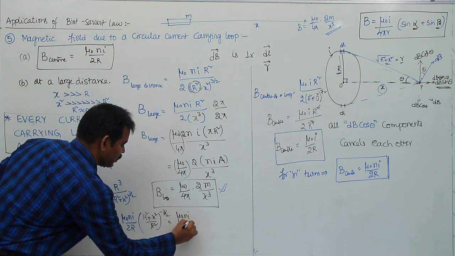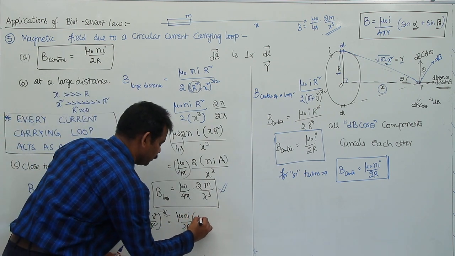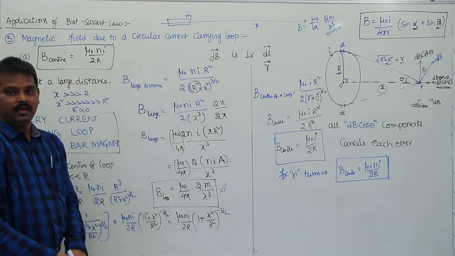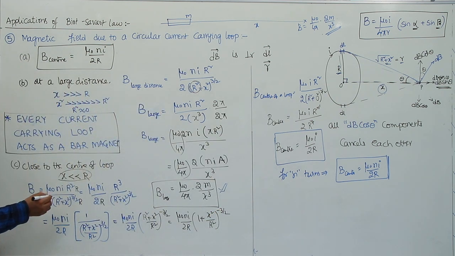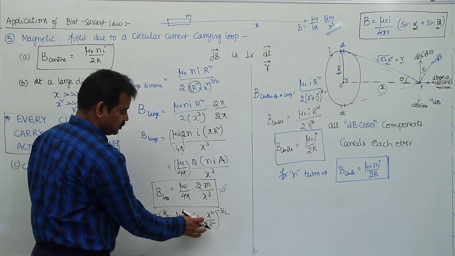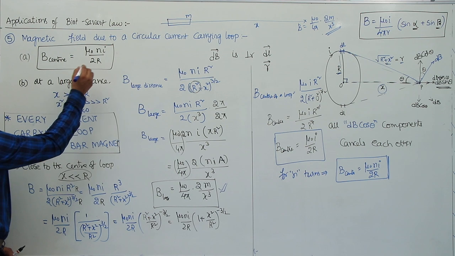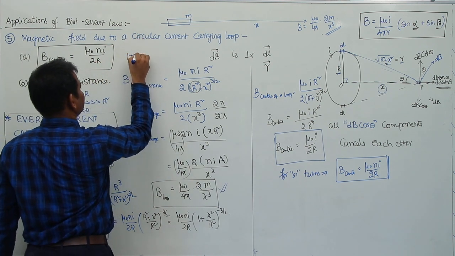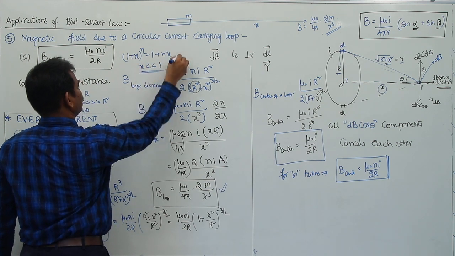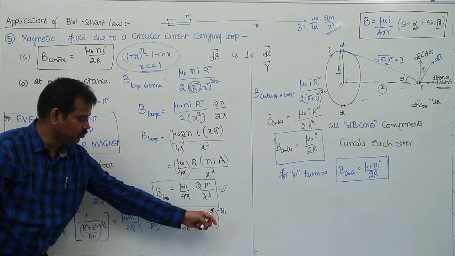So this can be written as mu naught ni by 2r. This is r square by r square is 1 plus x square by r square whole power minus 3 by 2. As x is very small, x square by r square will be negligible, and this is in the form of a binomial expression: 1 plus x whole power n can be written as 1 plus nx. Suppose in any expression 1 plus x whole power n will become 1 plus nx if x is much lesser than 1. So this is from binomial expansion, the binomial approximation.